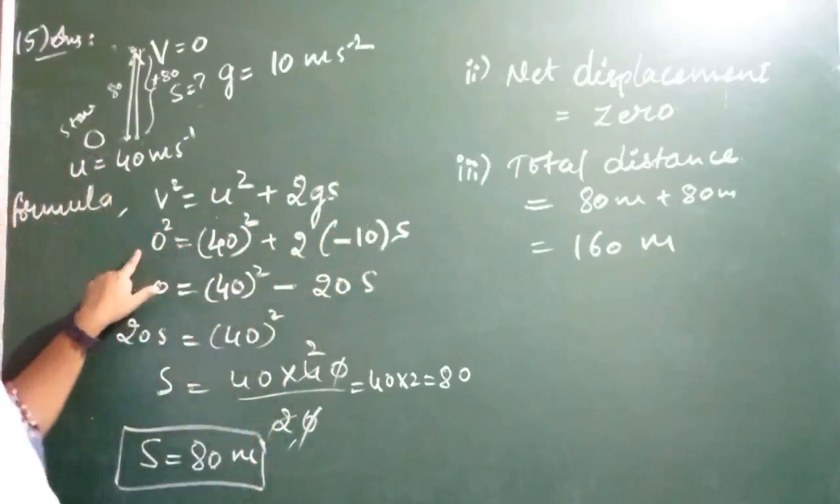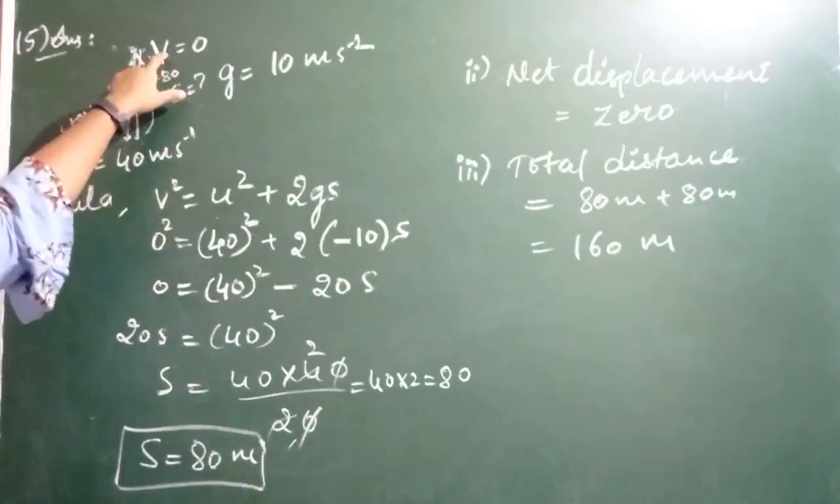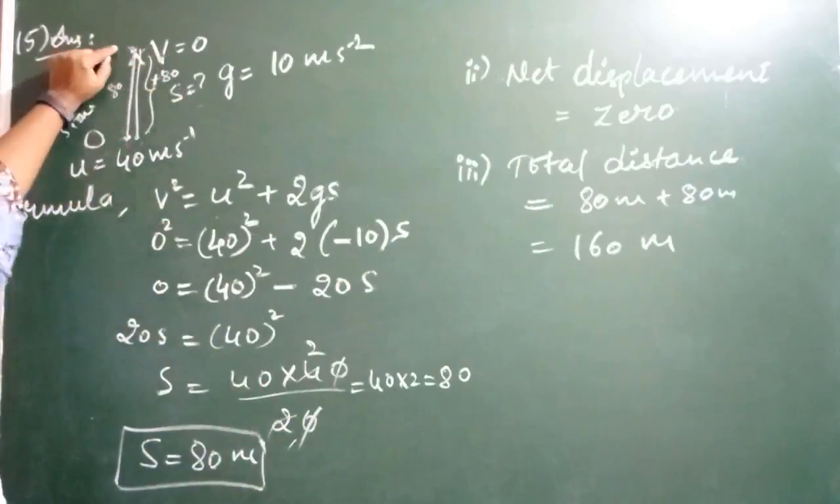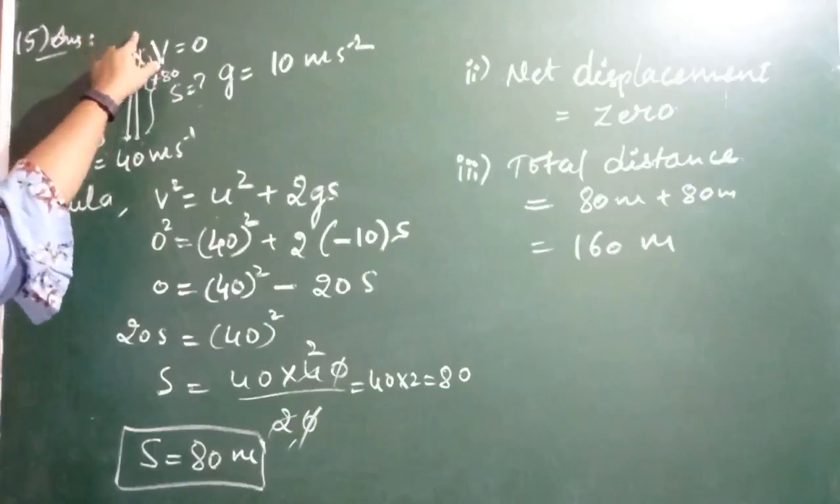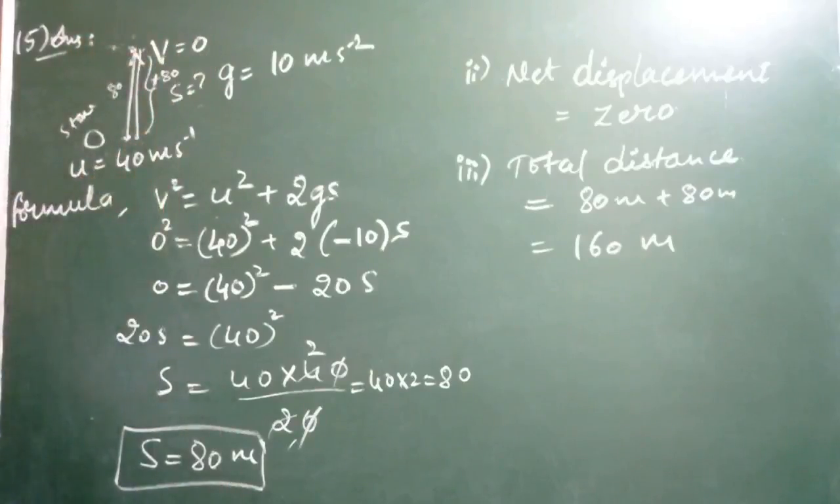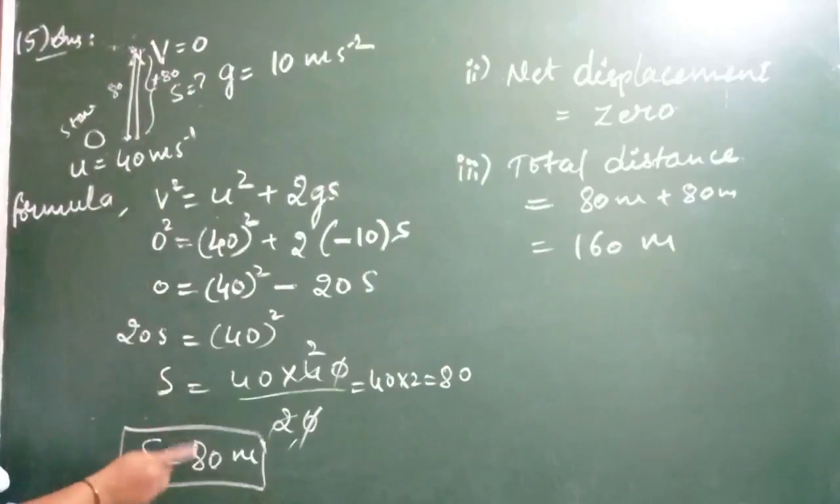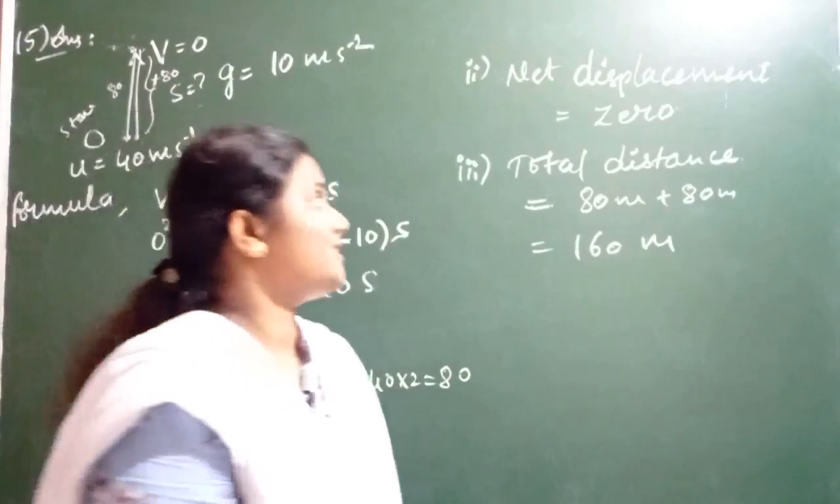Now substitute the values. V is nothing but the final velocity, isn't it, children? If it moves up to here and halts, its velocity decreases, no? It goes to 0. Then what happened? We will get s as what? 80 meters.